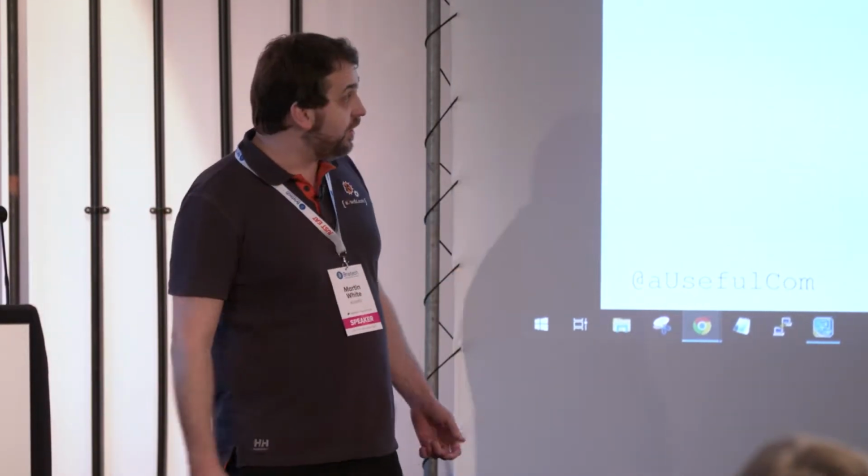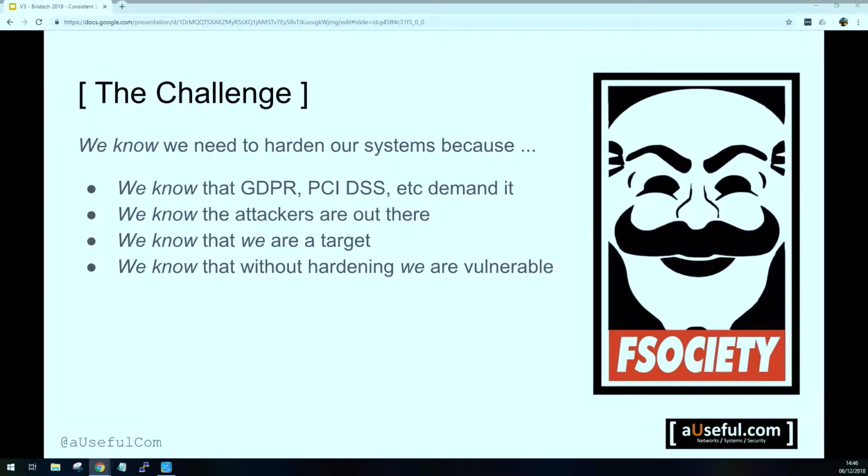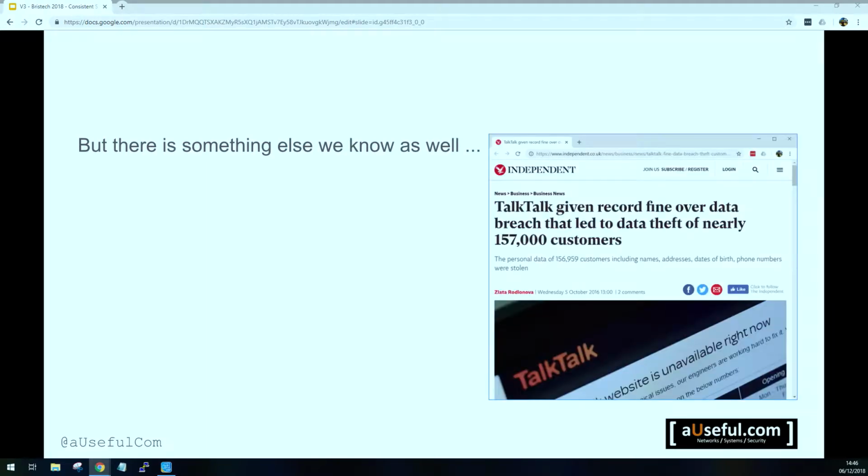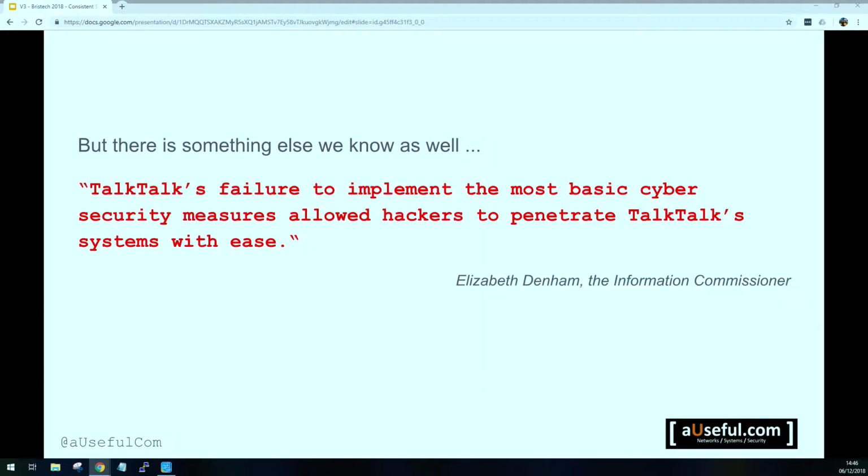And of course, not only are we a target, but we are abundantly aware that if we just connect things straight to the internet and don't harden them at all, they are very vulnerable to attack. There's something else that we know as well, and it's a little more uncomfortable. Let's look at that last headline about the TalkTalk attack where they lost 157,000 customers' details in 2016. "TalkTalk's failure to implement the most basic cybersecurity measures allowed hackers to penetrate TalkTalk systems with ease." And this is a quote from the Information Commissioner in a report on that breach, and again, that lost 157,000 customers' details. And I'm not meaning to pick on TalkTalk here or drag up old news.